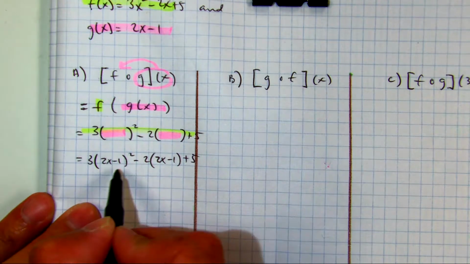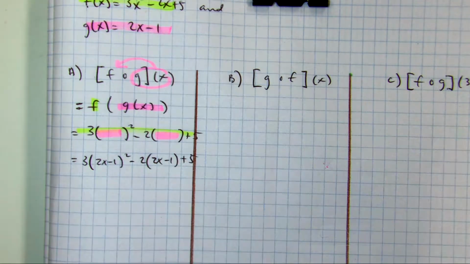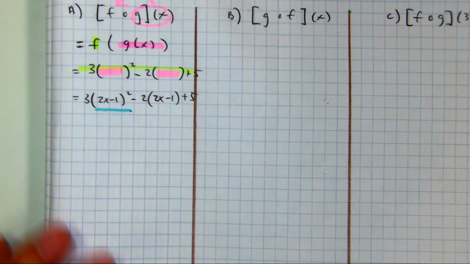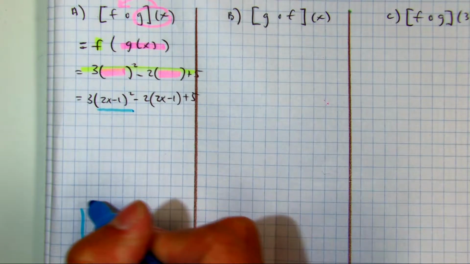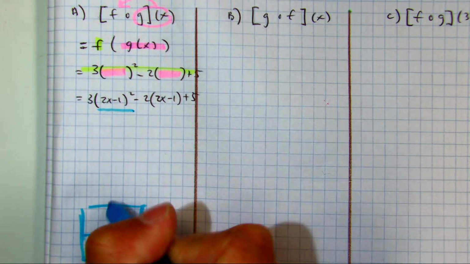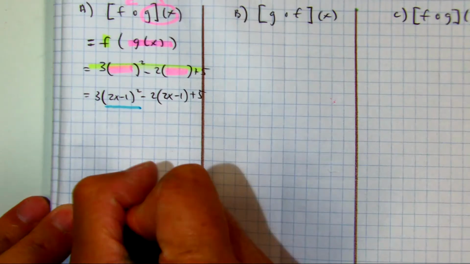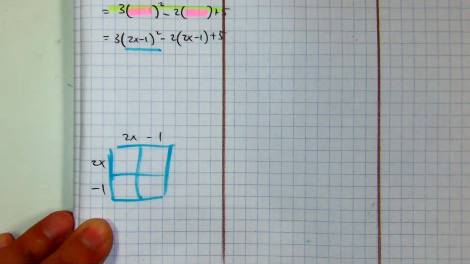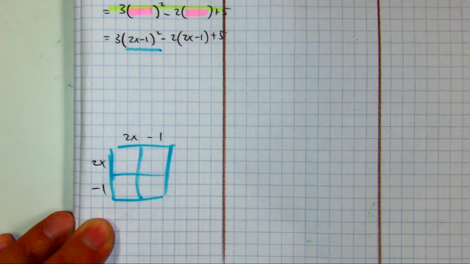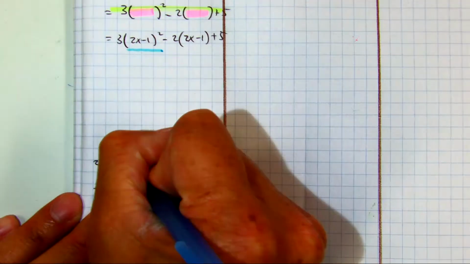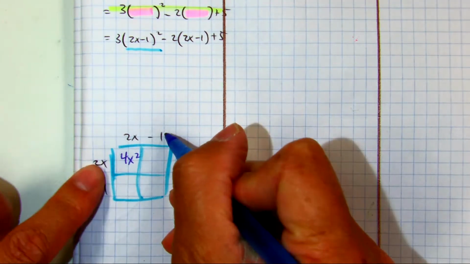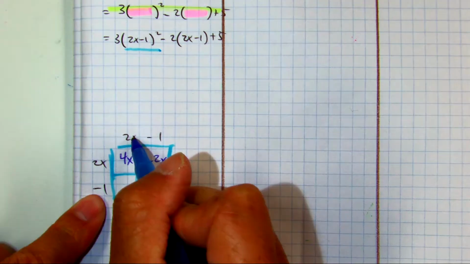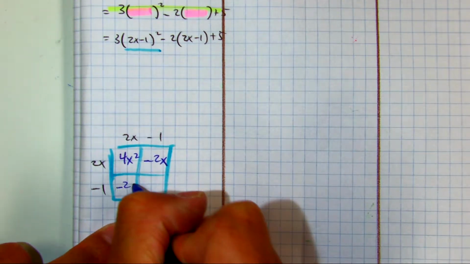Now we need to expand this, if I can color code this. So 2x minus 1 squared is your FOIL. I don't use FOIL, I use a box. So you have two of those expressions, 2x minus 1 times 2x minus 1. Class, 2x times 2x is? 4x squared. Multiply. Negative 2x. Multiply. Multiply.